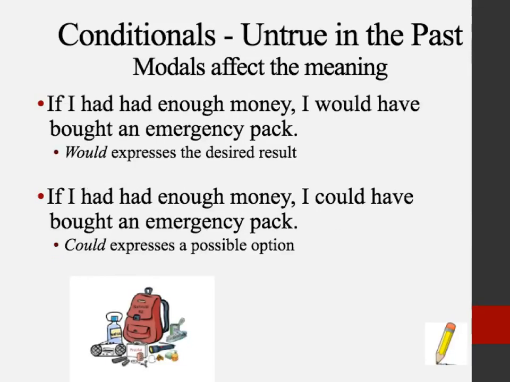The following sentences refer to the difference in meaning as a result of the modal we use. If I had had enough money, I would have bought an emergency pack. Refers to the one desired result, which was to buy an emergency pack. If I had had enough money, I could have bought an emergency pack, expresses a possible option, but it also expresses a possibility, as in, I would have been able to buy an emergency pack.